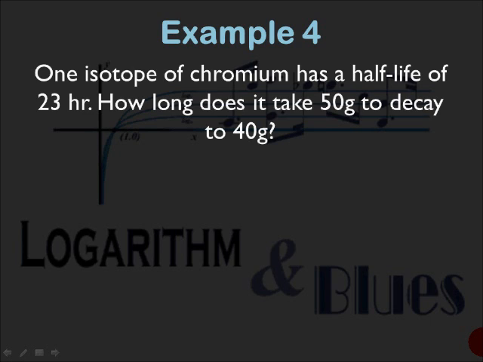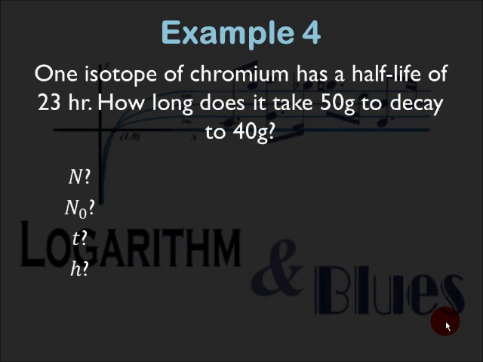Example 4. One isotope of chromium has a half-life of 23 hours. How long does it take for 50 grams to decay to 40 grams? So again, I want you to list all 4 things and see if you can do this one yourself. You're going to have to either take the log or an exponent of both sides, so there's a little more math in this one than there was in the previous example.